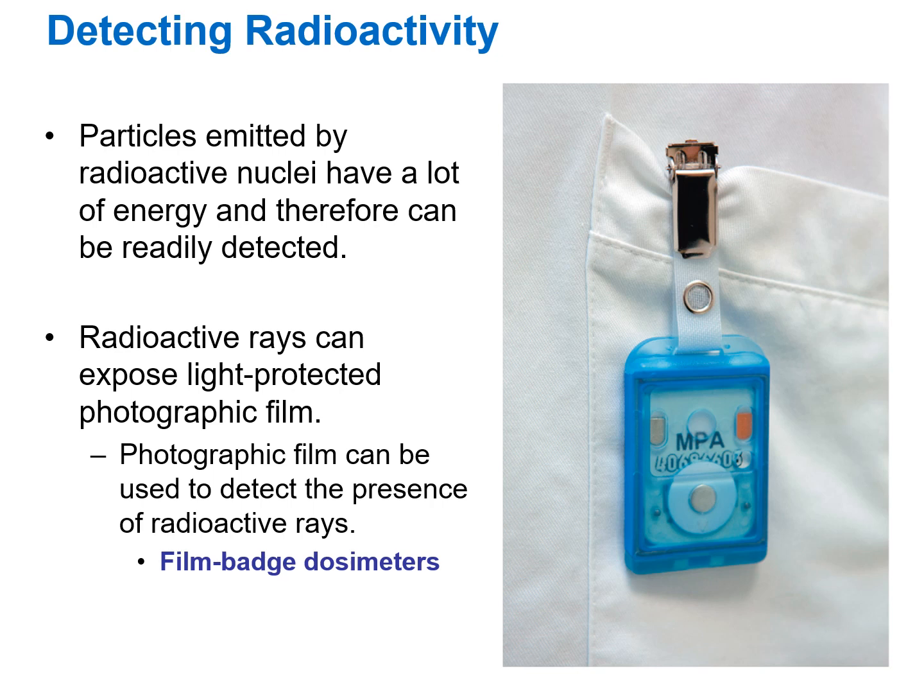So particles that get emitted by radioactive nuclei have a lot of energy and they can be easily detected. One of the ways to do that is through light protected photographic film. Exposure to radioactivity can cause that film to detect the presence of those radioactive rays. And what we see here is something called a film badge dosimeter, so that if you were working around radiographs, or around radioactive substances and had to wear protective gear, you'd also want to wear one of these, and you would have that badge developed on an ongoing basis.